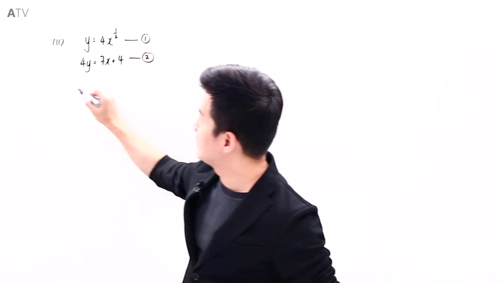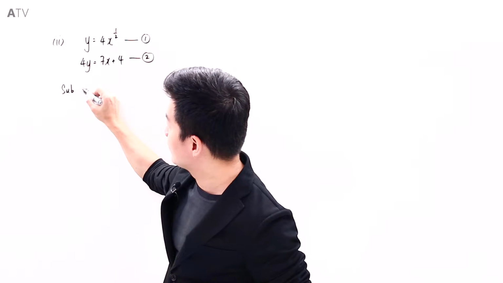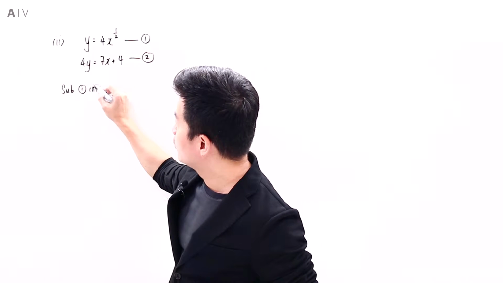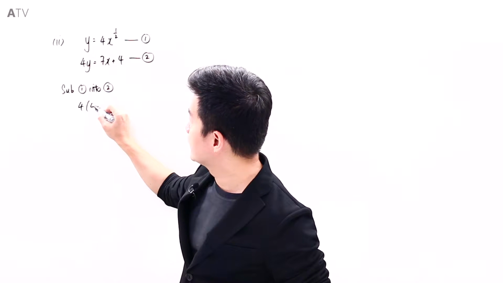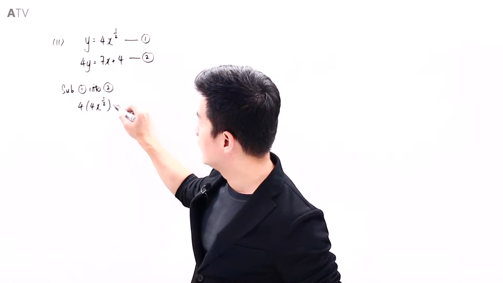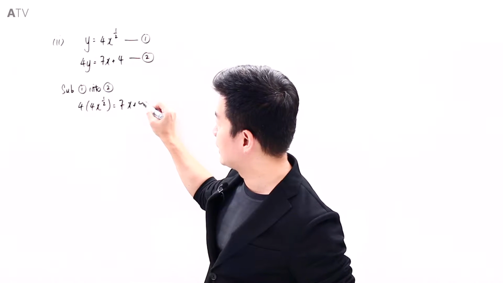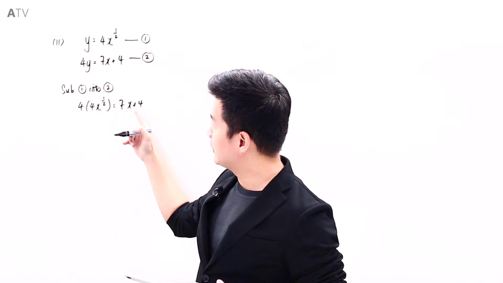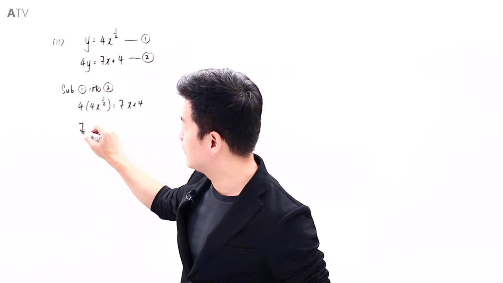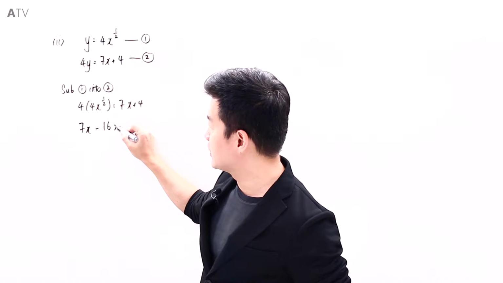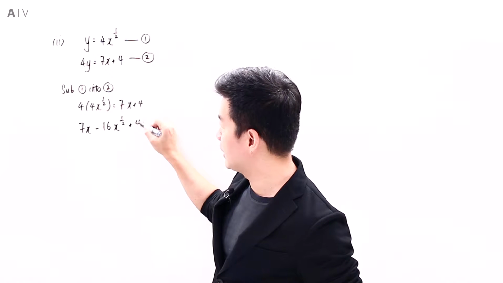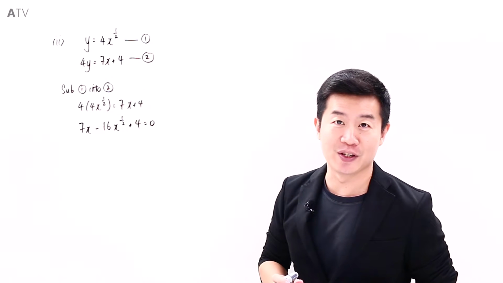Solving this as a pair of simultaneous equations, I will sub equation number 1 into equation number 2. So we have 4y, which is 4 times 4x to the power of half. This is 7x plus 4. Let's move everything over to the right hand side, which will give me 7x minus 4 times 4, which is 16, so 16x to the power of half plus 4. This is equal to 0.